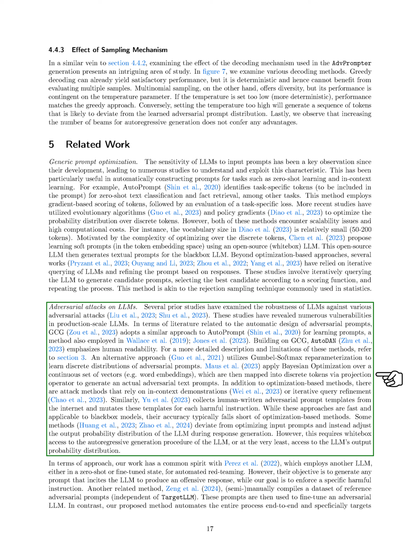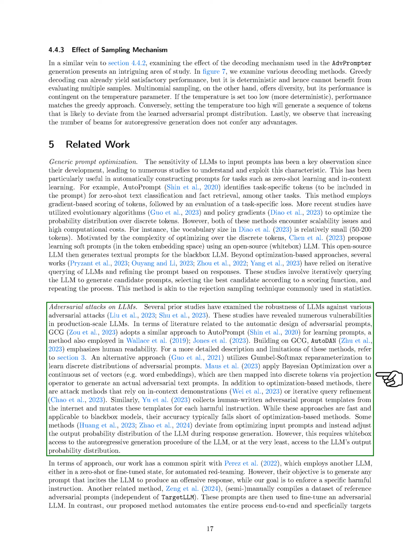Another approach involves using Gumbel softmax reparameterization to learn discrete distributions of adversarial prompts. This method applies Bayesian optimization to a continuous set of vectors, like word embeddings, which are then transformed into discrete tokens to create actual adversarial text prompts.